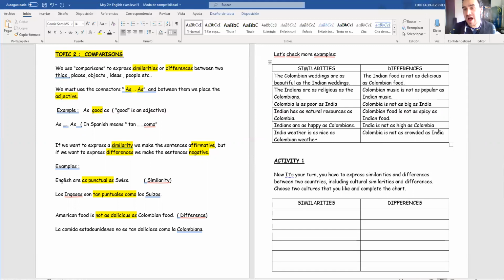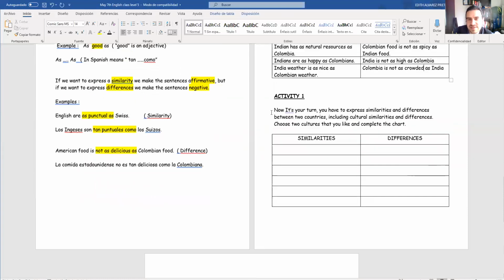India is not as high as Colombia. La India no está tan alta, height, como Colombia. And Indian weather is as nice as Colombian weather. El clima de la India es tan chévere, tan bacano como el clima colombiano. Y la última diferencia que coloqué, Colombia is not as crowded as India. Colombia no es tan poblado como la India. ¿Ok? Easy, ¿no? Entonces, activity 1, in this case, your turn.